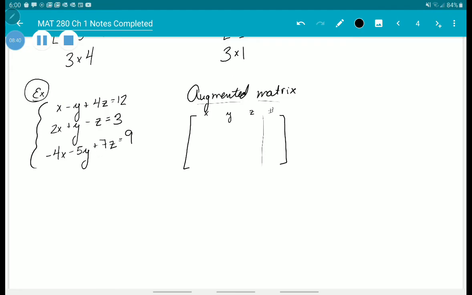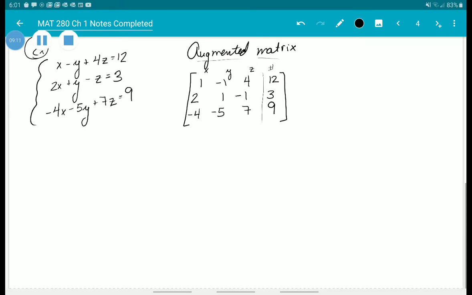So if we look at that first one, we have a 1x, we have a negative 1y, a 4z, and we said that's equal to 12. We have 2x, a 1y, a minus 1z is equal to 3, a negative 4x, negative 5y, 7z is equal to 9. So there's our augmented matrix. It is just a nice condensed way to really write a system of equations, or that's one of the purposes for matrices. Let's do another one.